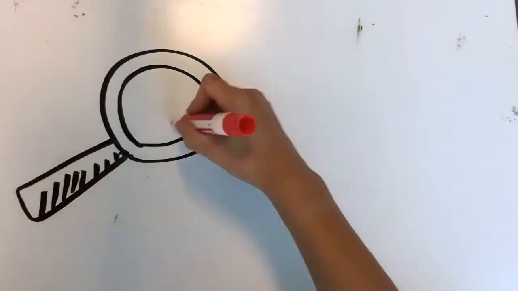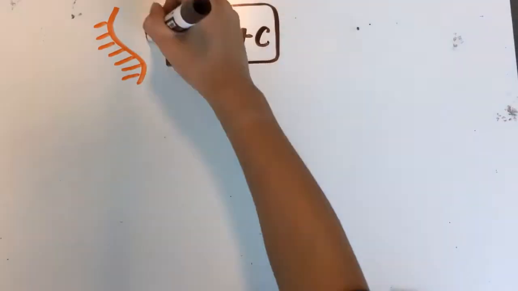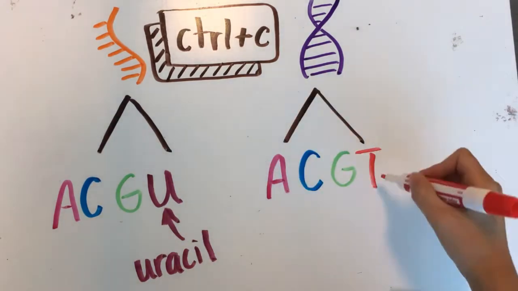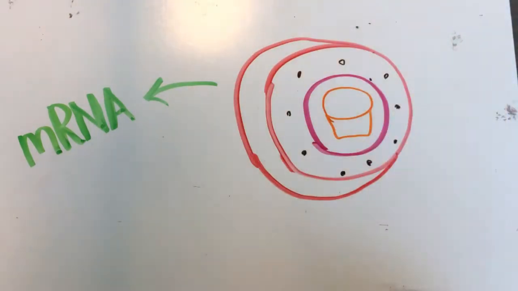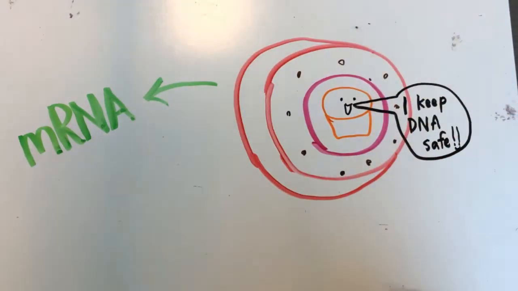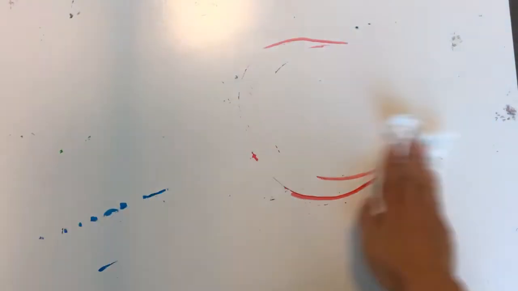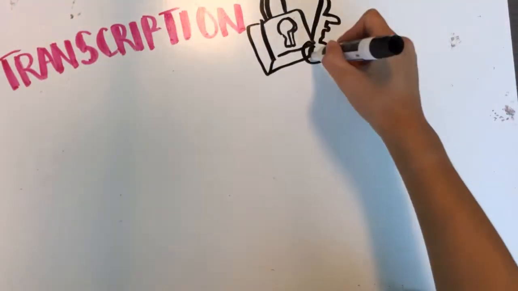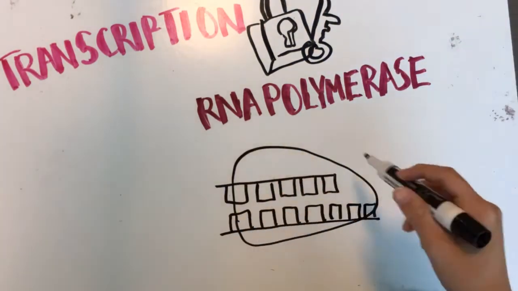Now let's zoom into transcription. Transcription is the process in which RNA copies DNA using its own alphabet sequence, which uses ACGU, while DNA uses ACGT. The mRNA that is formed can escape the nucleus to be used in translation. A key part of transcription is the enzyme RNA polymerase, which uses a template strand of DNA in order to make a strand of mRNA.